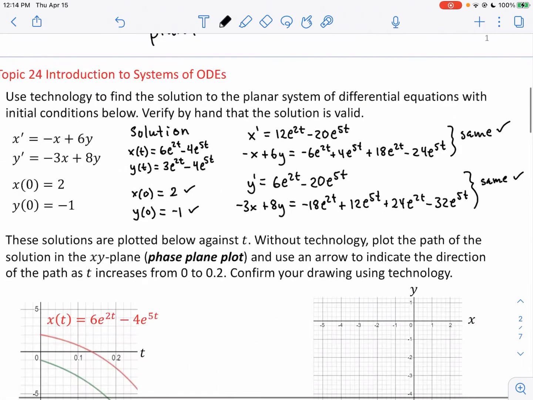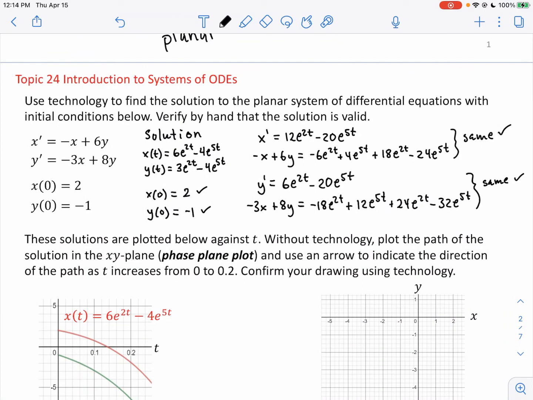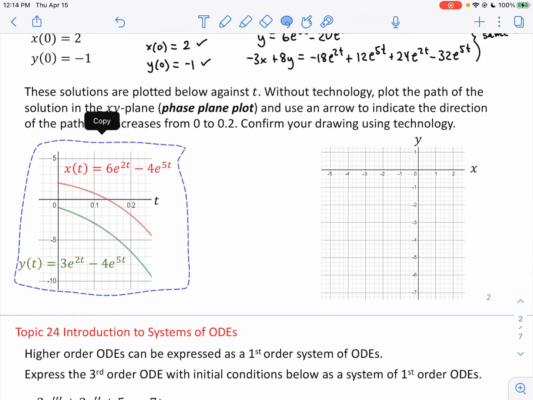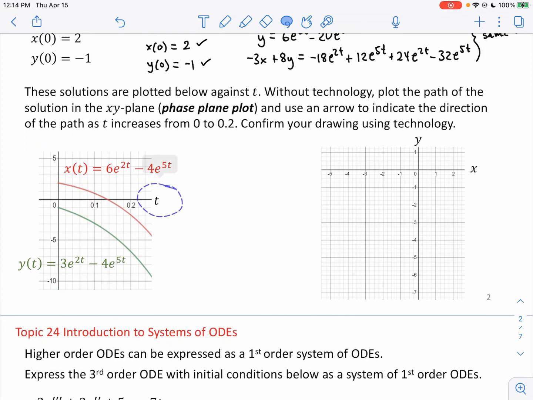So we have verified the initial conditions and the differential equations. They're all satisfied by this solution. So thank you, Wolfram Alpha, for doing that for us. Now these solutions are plotted below against t. So here are the two solutions, x and y, and they're plotted against t. Without technology, plot the path of the solution in the xy plane.